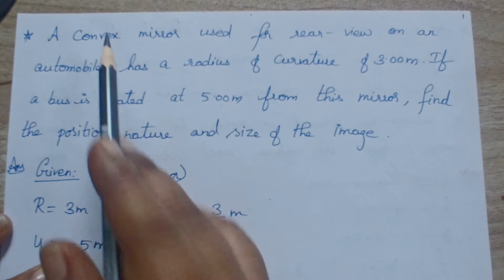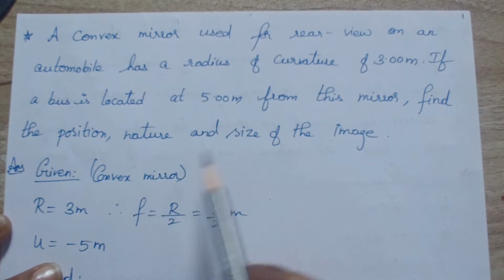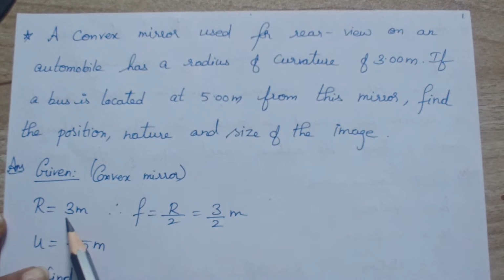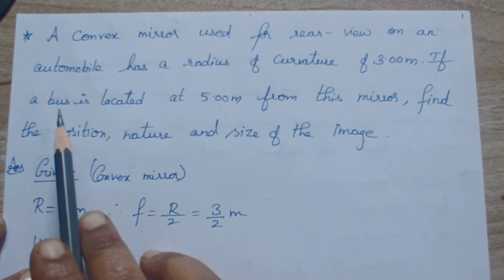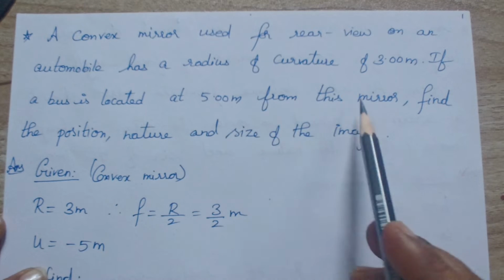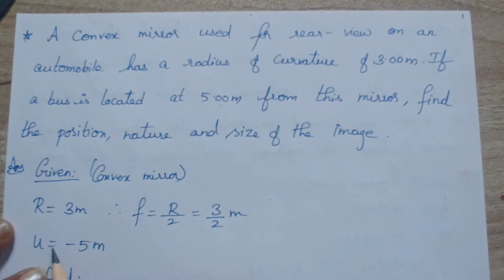So what is given? Convex mirror is given. The radius of curvature is 3 meter. Radius of curvature is 3 means f equals r by 2, that is focal length equals 3 by 2 meter. Then the bus is located at 5 meter from this mirror, that is your object location, that is u equals, always it is present in the left side, negative side of the x-axis, so minus 5 meter.